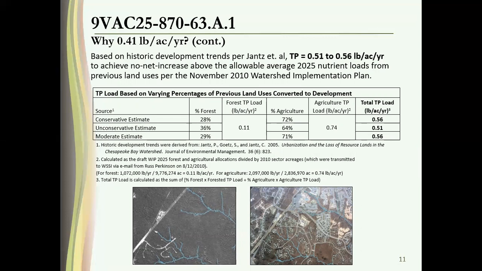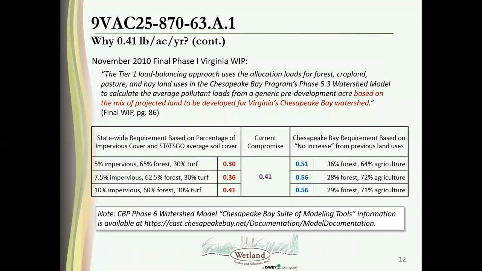Again, numbers, really what this all boils down to is this magic slide, which says 0.41 is a compromise. 0.41 is somewhere in the middle. And this was something that we could get a whole lot of people to generally agree with.